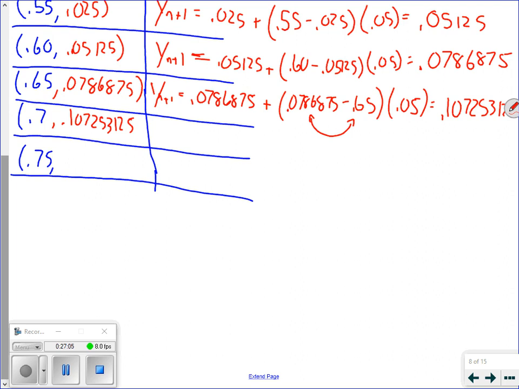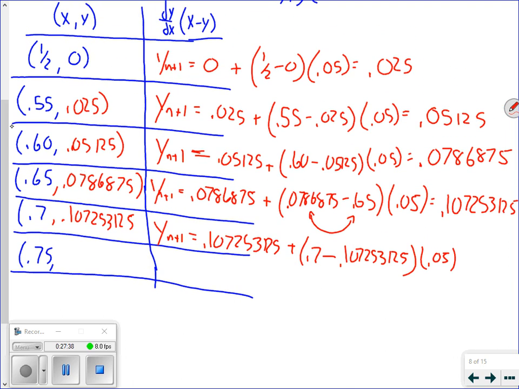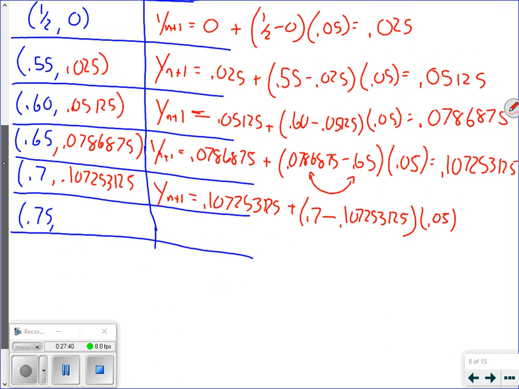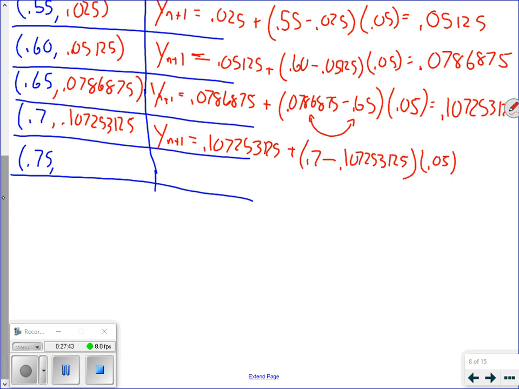And thankfully, I only have to do it one more time, and I'll be all set because I'm looking for 0.75. So my next point is equal to my current y value, or 0.107253125, plus my current slope, which is 0.7 minus 0.107253125, times my step size of 0.05. And whenever I grade your work on this and I see people go down the line, it looks like a little pyramid because your work is getting longer and longer, so it makes this little triangle pyramid looking shape of work. But whenever I do that, I'll just go ahead and write the final answer.